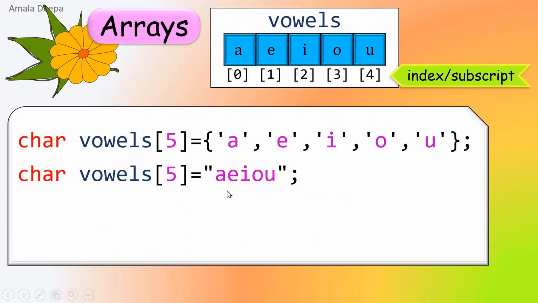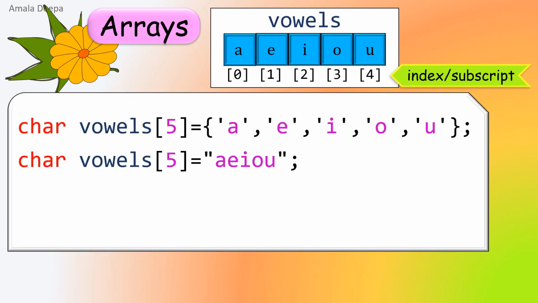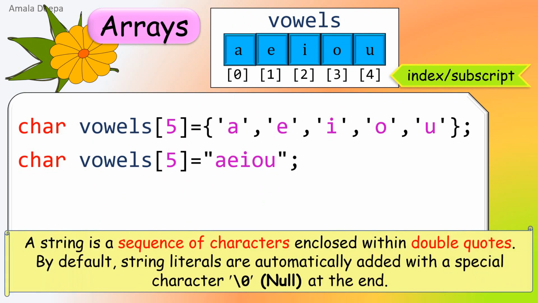Recall that a sequence of characters enclosed within double quotes is called a string literal. A string is a sequence of characters enclosed within double quotes. By default, string literals are automatically added with a special character null at the end. So, the compiler will automatically add the null character to mark the end of the string.